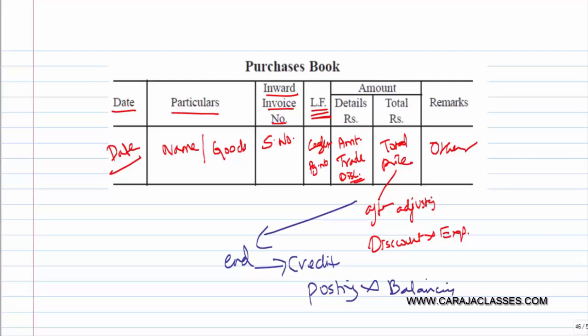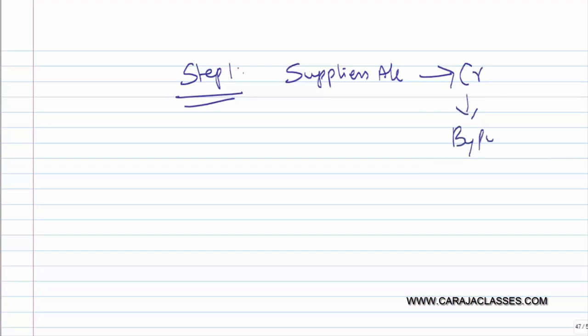Once the transactions are properly recorded in this purchase book, otherwise called the purchase journal, they will be posted to the ledger. The procedure for posting them in the ledger is a two-step procedure. Step 1 is that entries will be posted on the credit side of the respective supplier's account. On the respective supplier's account, on the credit side, you will make an entry saying by purchases. This is your step 1.